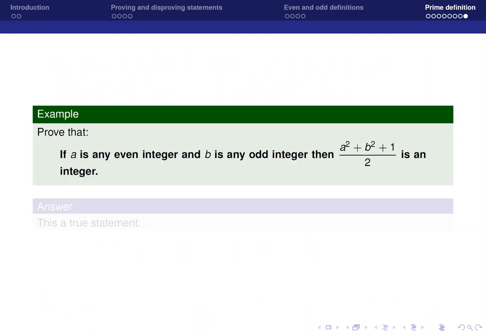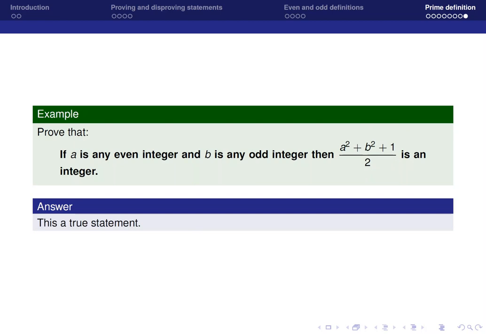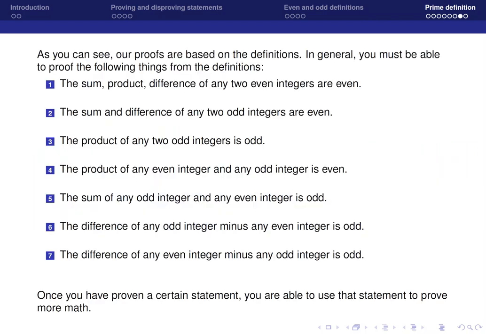Now, if you know that those statements are true, and if you're told that you can use them, then how can you go about doing that? So here's an example. It says if a is an even integer and b is an odd integer, then a squared plus b squared plus 1, divided by 2, is going to be an integer. It says prove that this is actually true. So it must be a true statement, and they want me to prove it. So that's what I'm about to do. And again, I'm going to do it based on the 7 statements that were written on this slide.